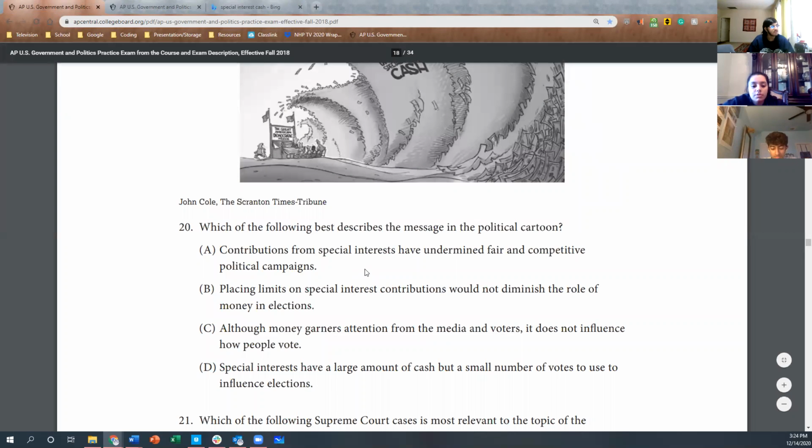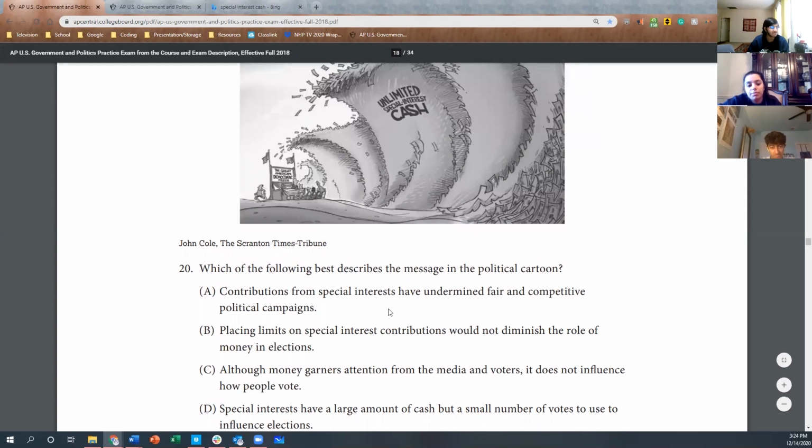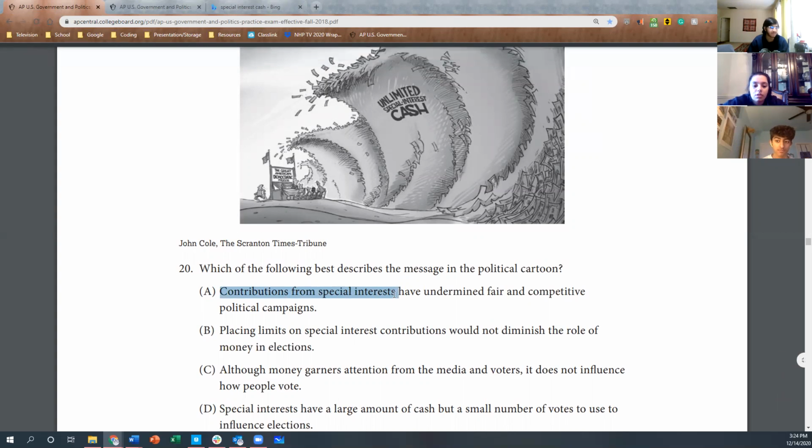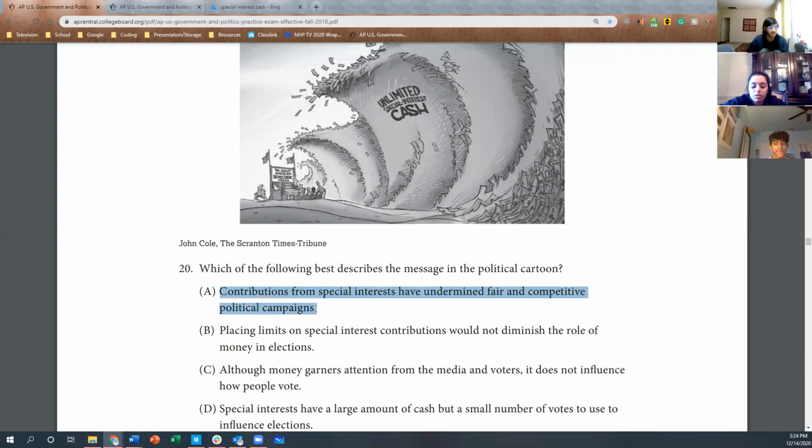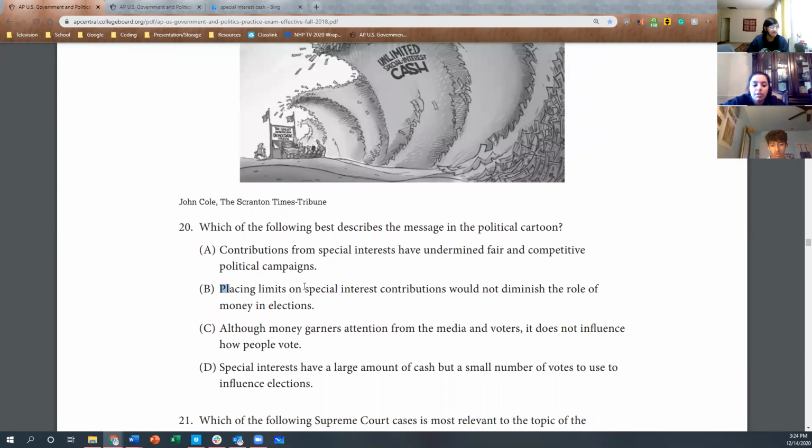Okay. Which of the following best describes the message? Contributions from special interests have undermined. I think that looks like the right answer. So like massive amounts of money have undermined fair and competitive political campaigns. I think that makes sense. Placing limits on special interest would not diminish the role of money. No. Although money garners attention from the media and voters, it does not influence how people vote. That's not true. Money does influence how people vote because we've seen the incumbency advantage and how people who have money.